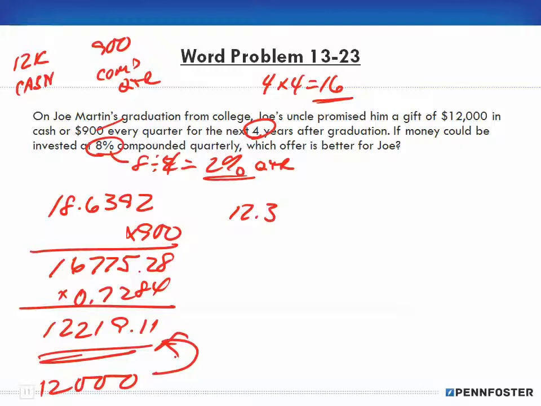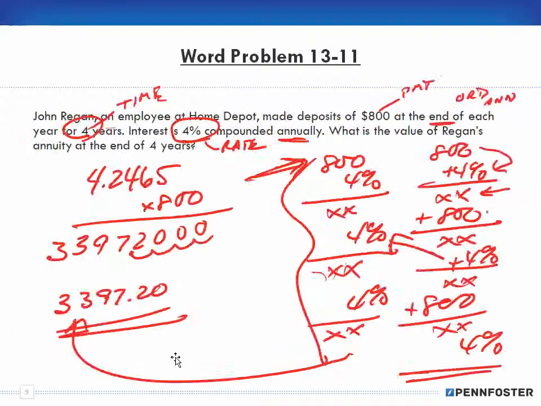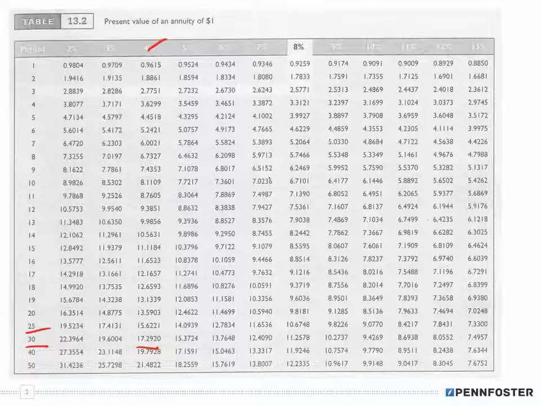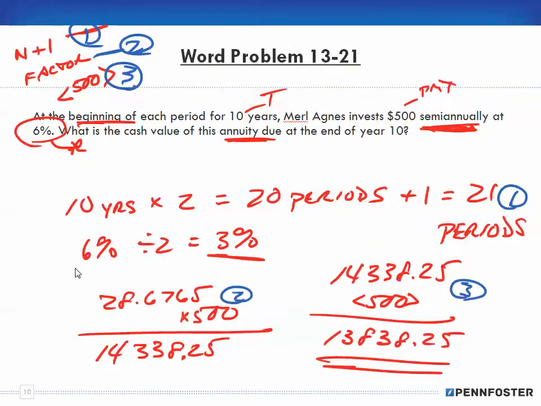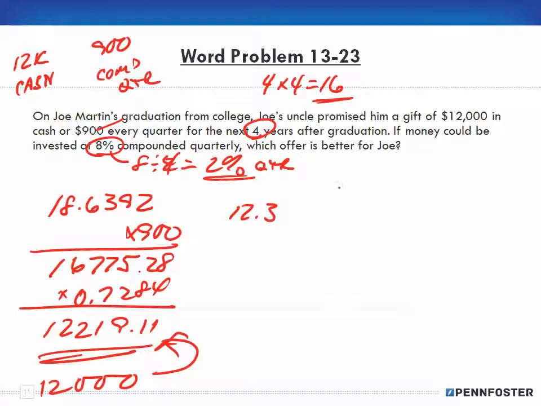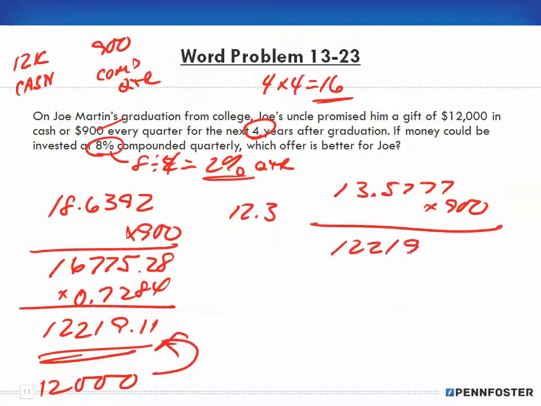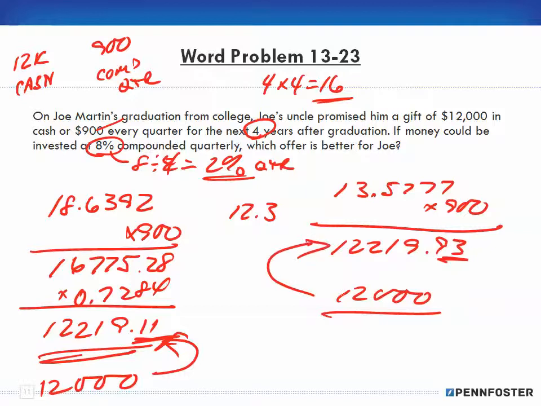Now, the other way of going about this is to look at the present value of an annuity. If we did it that way, we look at 2% for 16 periods, and that gives us a factor of 13.5777. So we take the 13.5777 and multiply that by 900, and that will give us the same amount, $12,219.93. Remember, the difference between the 93 and the 11 is due to rounding. But the fact of the matter is that the $12,219 is still greater than the $12,000, so you would want to choose the $900 annuity.